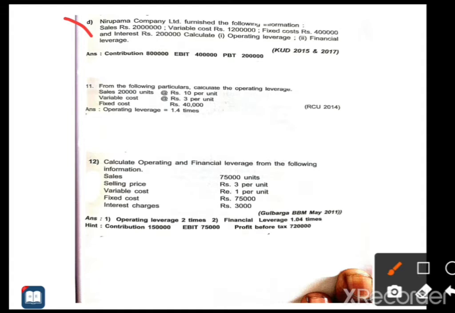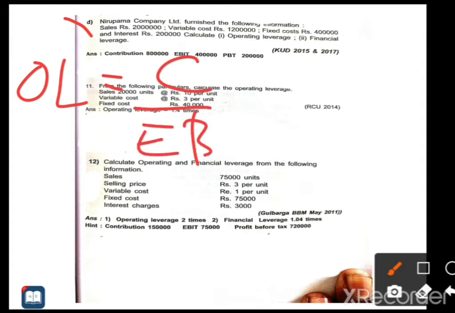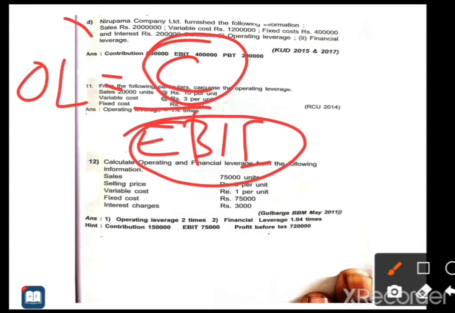So dear students, the most important thing is: what is the operating leverage formula? Operating leverage is equal to contribution divided by EBIT. Is it right? But as per this formula, we don't have contribution, and we don't know EBIT. So based on the given information, first you have to make a working note. By doing the working note, we will get the contribution and also the EBIT. After that, we simplify the formula and get the operating leverage.